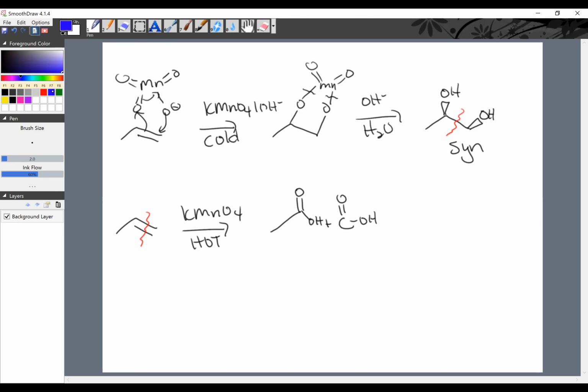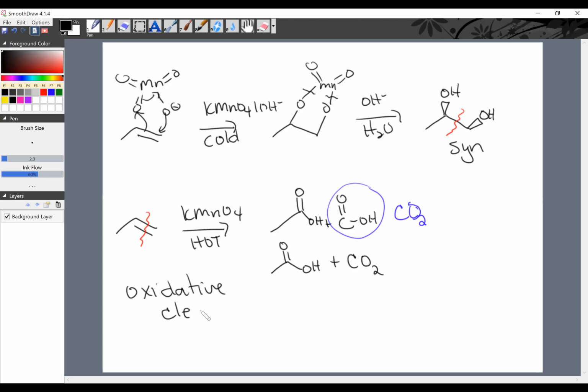And then don't forget this one, because it was on the end by itself, it could go off as CO2. Draw it a little prettier. And that is called oxidative cleavage, because you're literally cleaving through the entire bond. Very, very powerful.